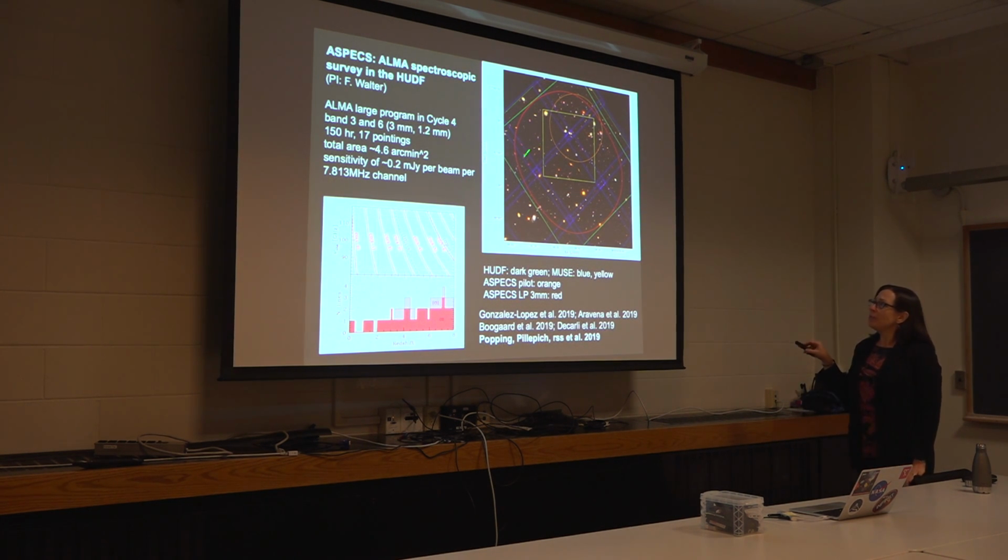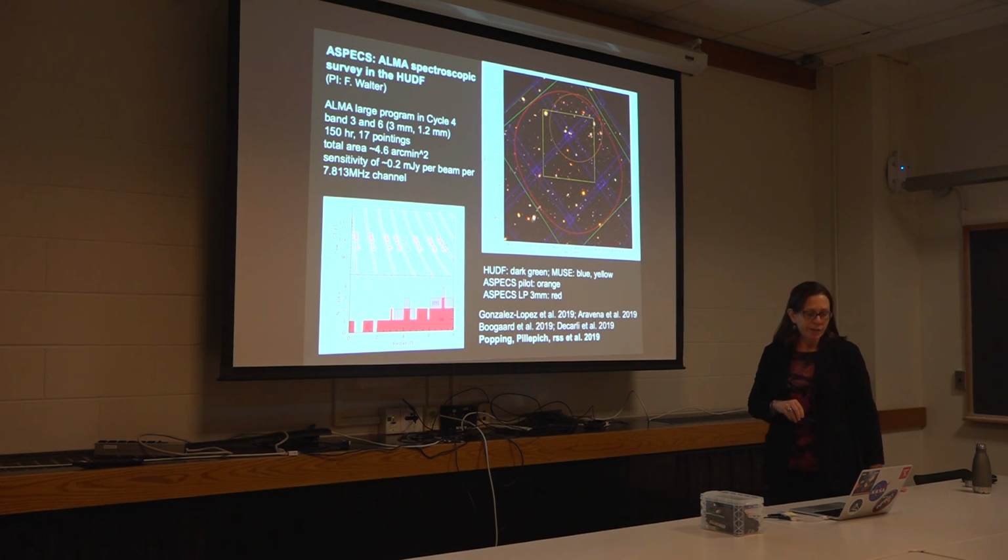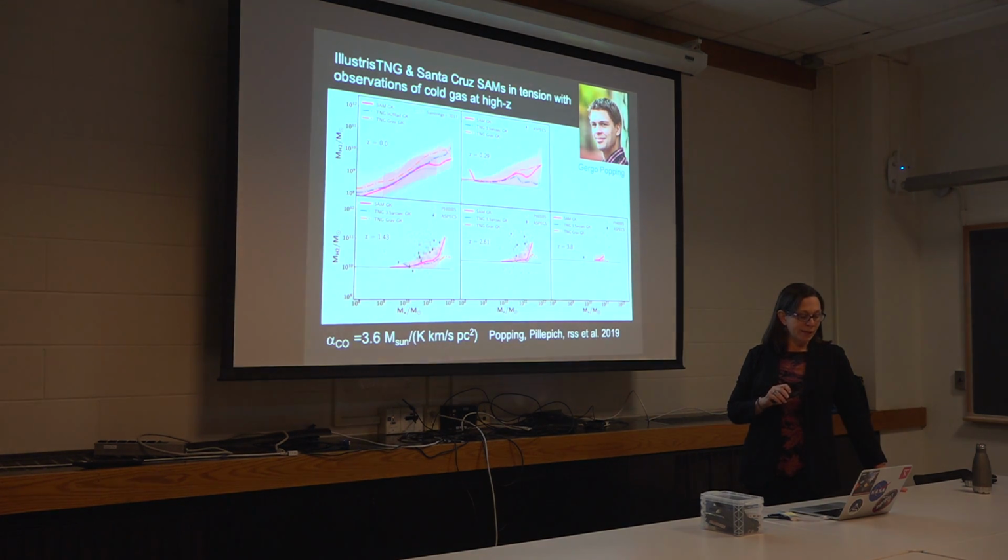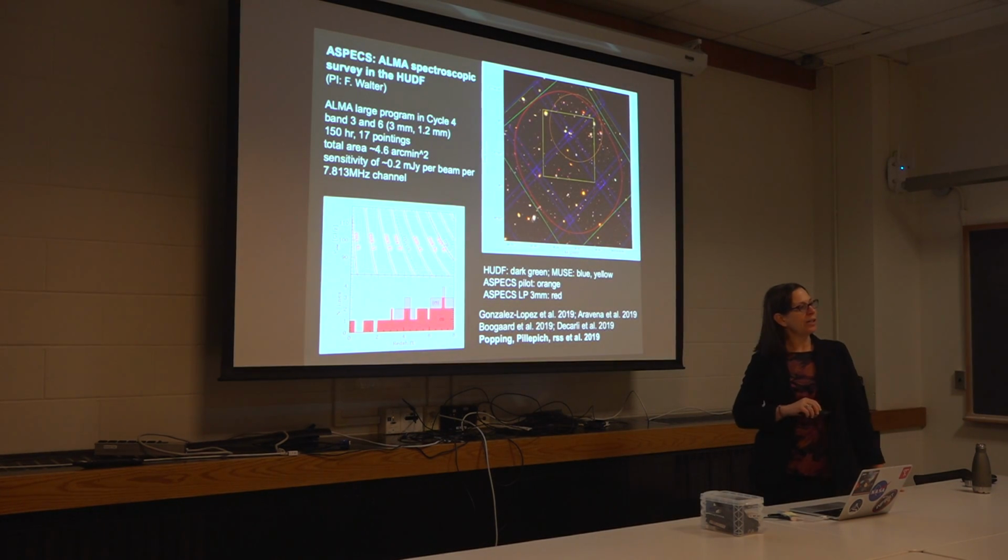And the nice thing about this field, the Hubble Ultra Deep Field, is that of course there's gorgeous and very deep ancillary data, including IFU data from the MUSE instrument. So again, lots of papers have come out in the last year. I encourage you to go on arXiv and read them. There's a whole bunch about to come out as well.